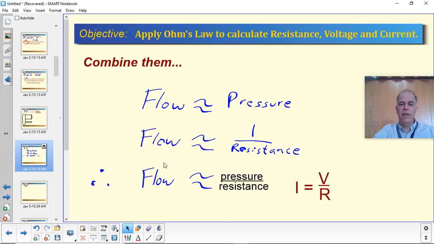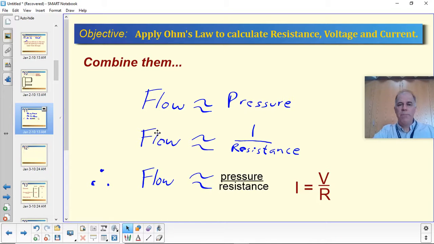And when we combine these, flow is positively proportional to pressure and inversely proportional to resistance. And there you get I equals V over R. This is the derivation of Ohm's law. Okay, hopefully that makes it a little bit more understandable. Go back and watch that part and think about it a little bit if you think it'll help.